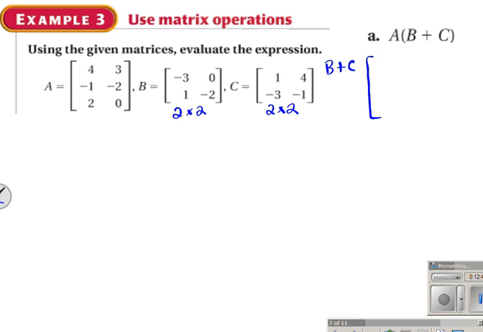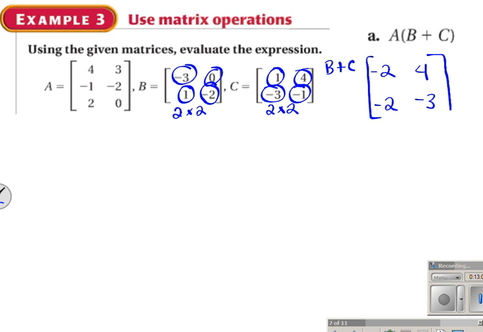Now remember, for adding, we just add corresponding elements. So -3 plus 1 is -2. 0 plus 4 is 4. 1 plus -3 is -2. And -2 plus -1 is -3. So what we are being asked to do now is multiply this matrix times A.